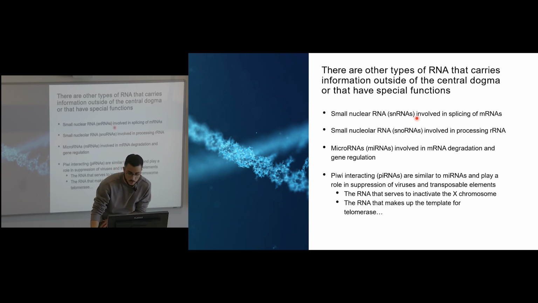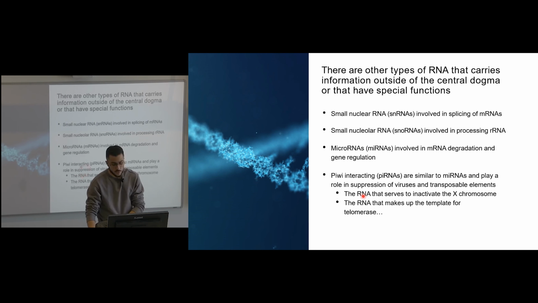Small nuclear RNA are involved in splicing of mRNA, so cutting between the exons. We'll see that in a second. Small nucleolar RNA, first time I hear about them, right? So this is probably something really new, and it's involved in processing the ribosomal RNA. And these I talked about, right?